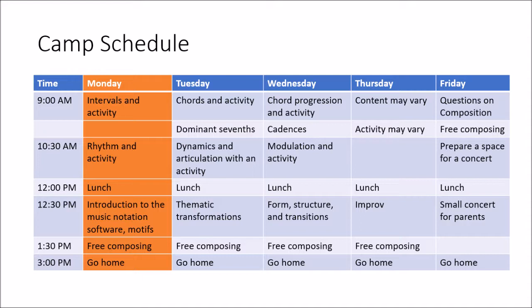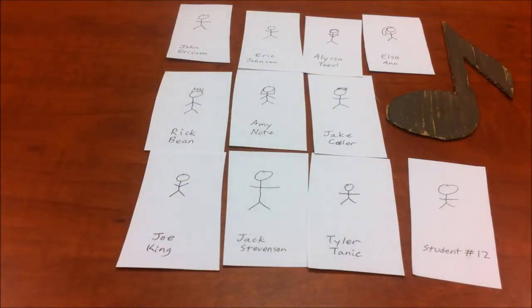I will assign each camper a note name and they have to introduce themselves to every other camper in the class. When two campers meet, they introduce their names, what instrument they play, and figure out the interval between their two notes. They will write this information down on a handout. Here's a demonstration of the activity.